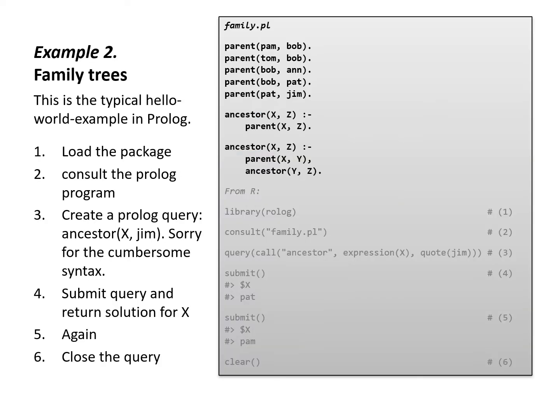Let me illustrate it using a family tree example, which is kind of a hello world in Prolog. On the top right, you see the Prolog program with the facts and rules. The facts state the parenthood between people. The rules define an ancestor relation. So X is ancestor of Z if X is parent of Z, or X is ancestor of Z if X is parent of Y, and Y is ancestor of Z. So this is a recursive definition.